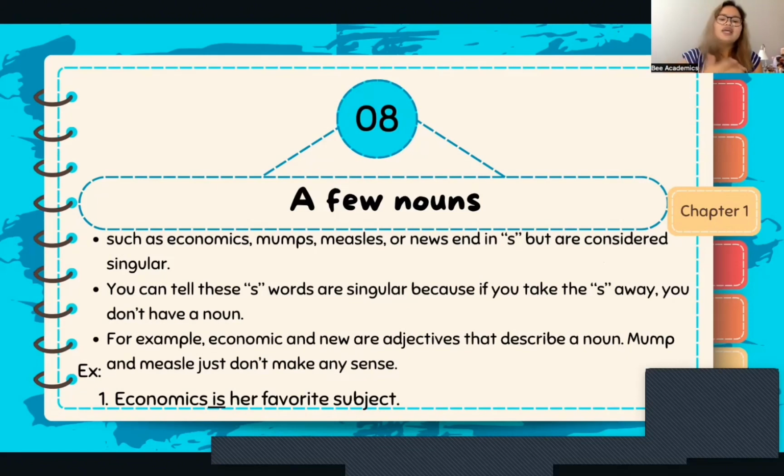For example, economic and new are adjectives that describe a noun. Mump and missile just don't make any sense. Okay? So for example, economics is her favorite subject. Economics is her favorite subject. These are specialized nouns. Okay?